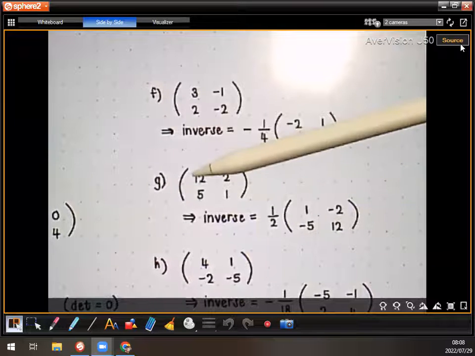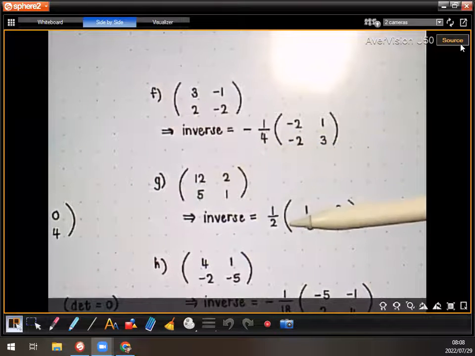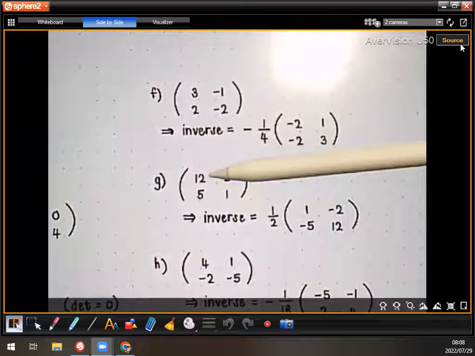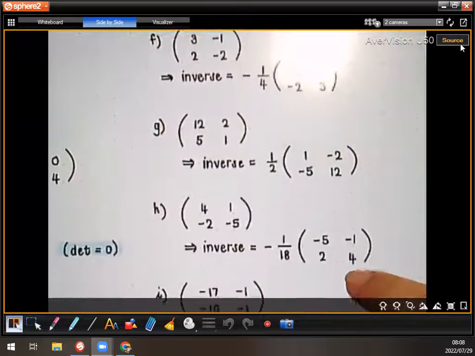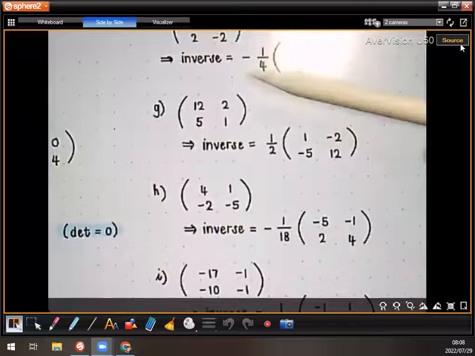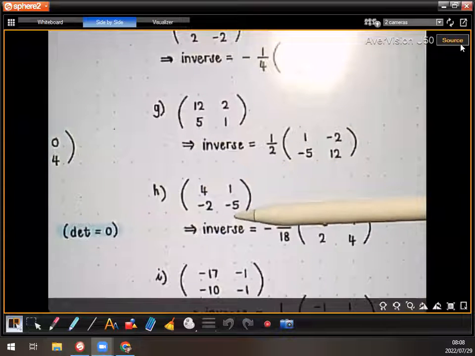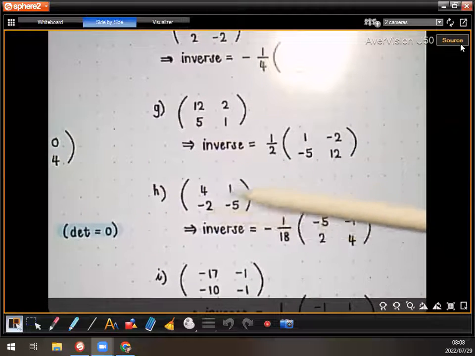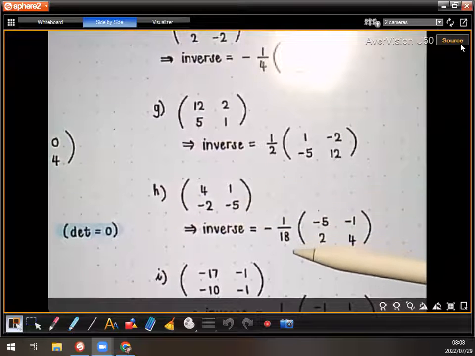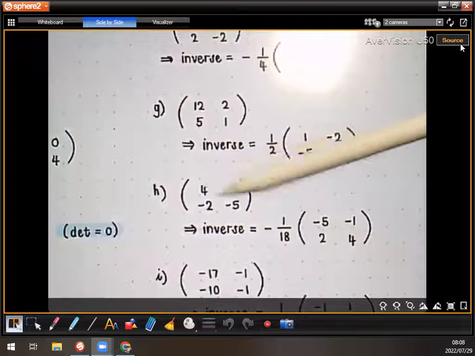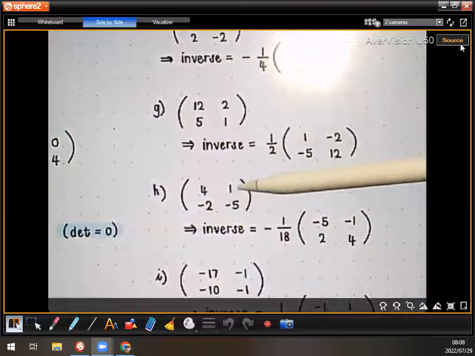Okay, next one, we do 12 minus 10, which is 2, yes? You swap those two and you change those two signs, okay? For H, 4 times negative 5 is negative 20 minus negative 2. So negative 20 plus 2 is negative 18. You swap those two and you change those two signs.